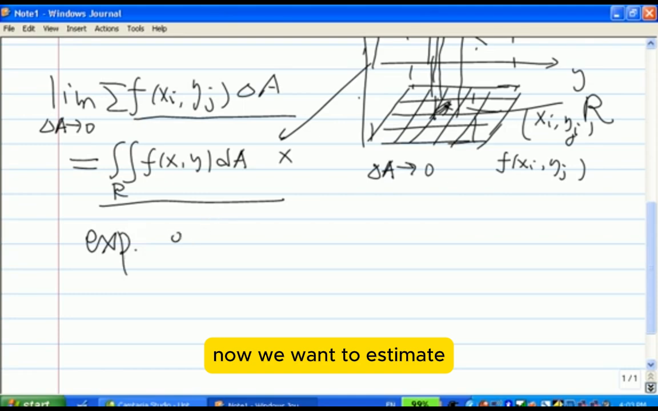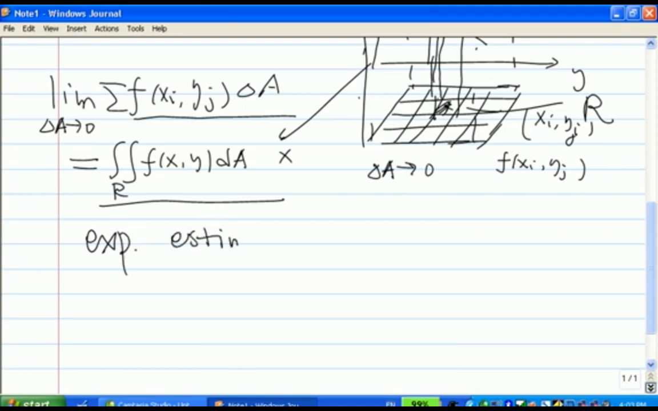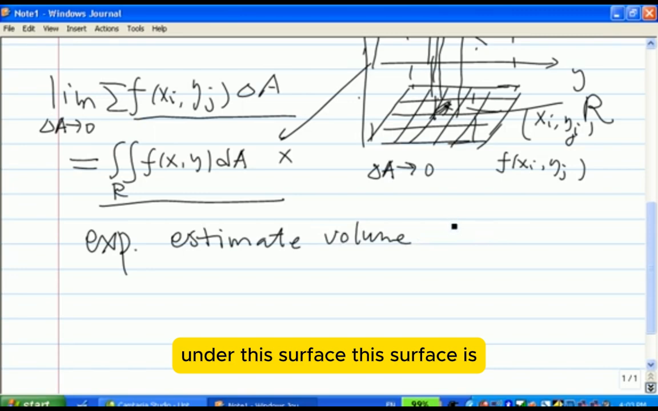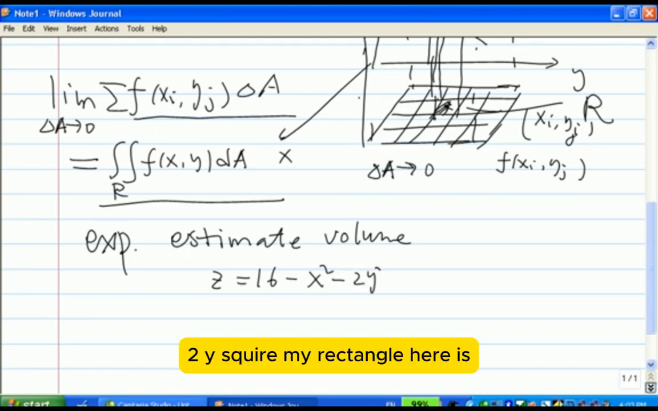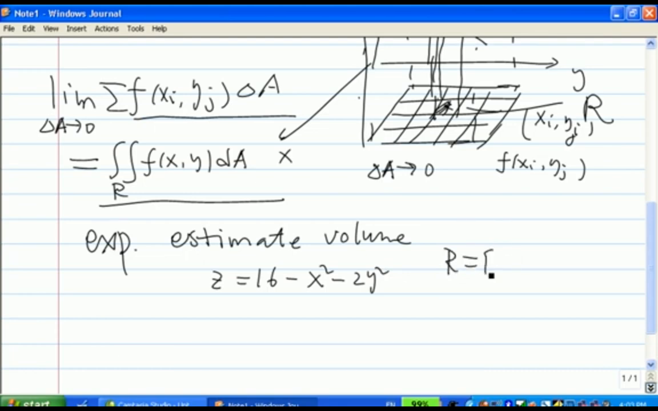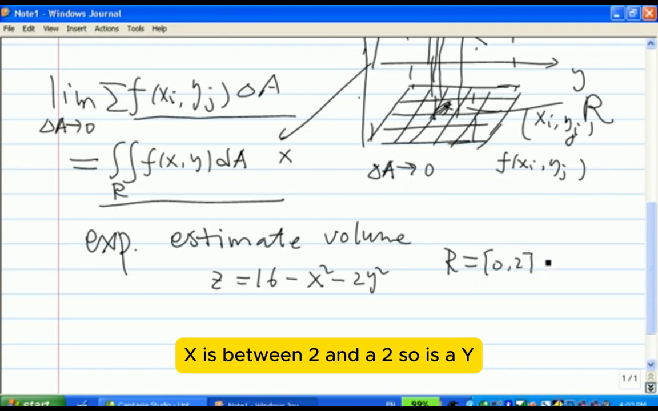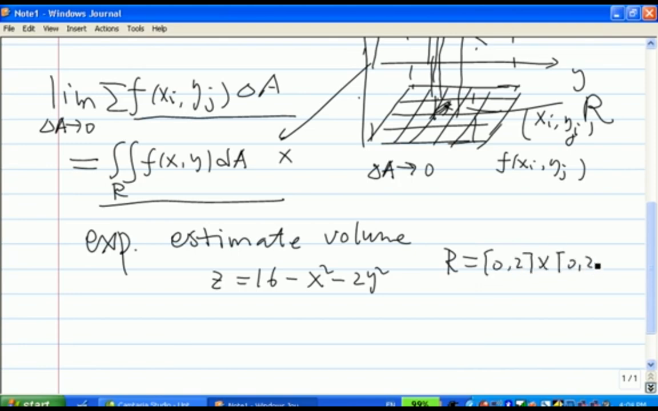Now we want to estimate the volume under this surface. This surface is z equals 16 minus x squared minus 2y squared. My rectangle here is x between 0 and 2, and so is y.